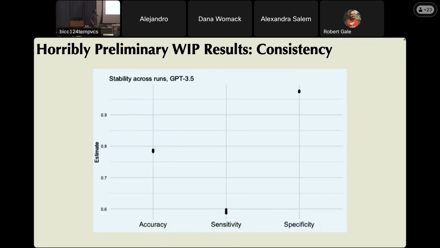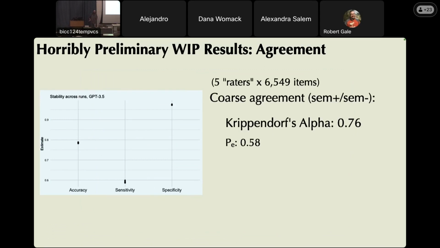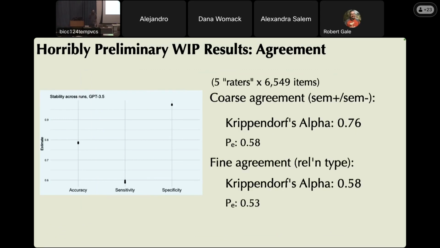But then we started looking at consistency. And we first looked at consistency across 5 replicated runs. We saw pretty consistent performance, right, in these numbers. Good stuff. Agreement, however, not so great. So Krippendorff's alpha of 0.76, which isn't awful, but is definitely not at the threshold that people usually look for. But well above agreement according to the percent expected agreement. And terrible agreement when we get down to the fine-grained classification of what relationship is in play.